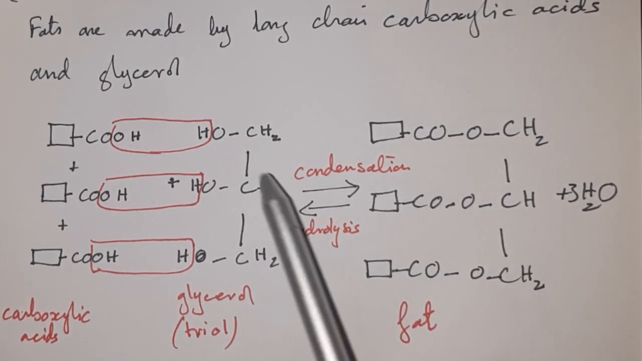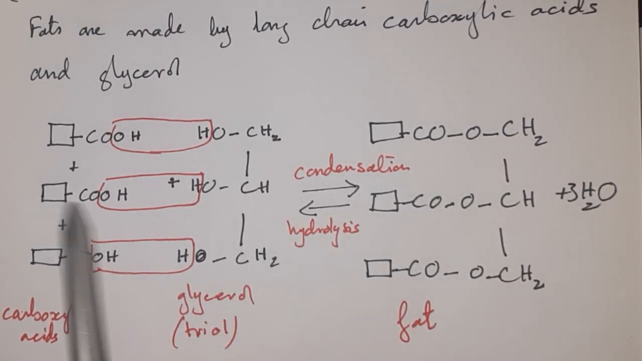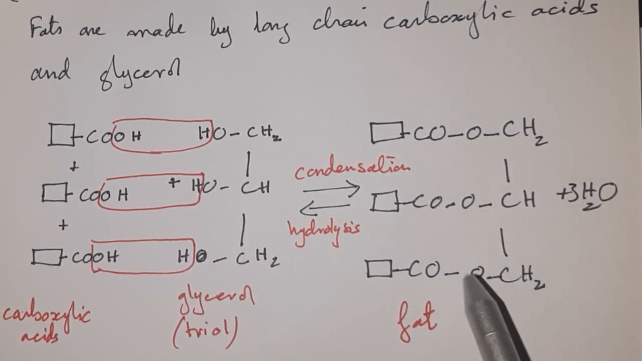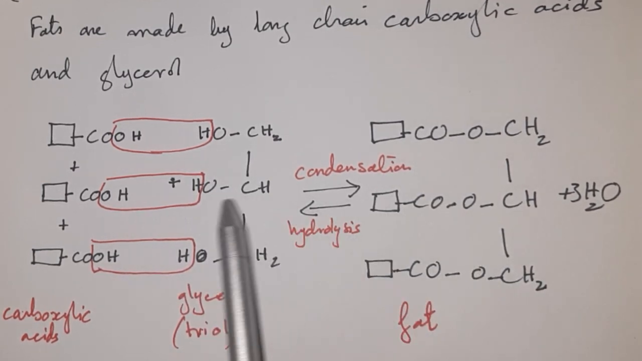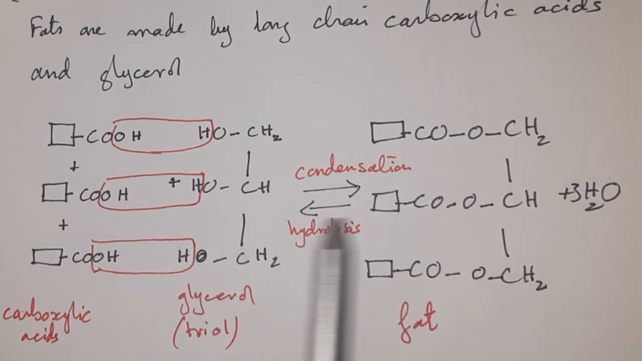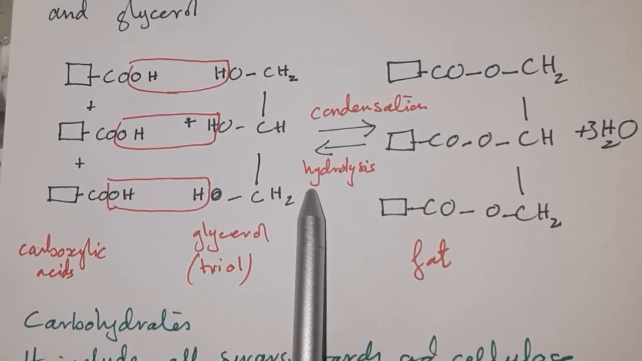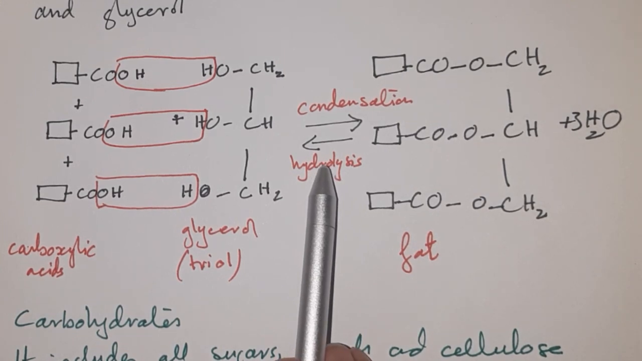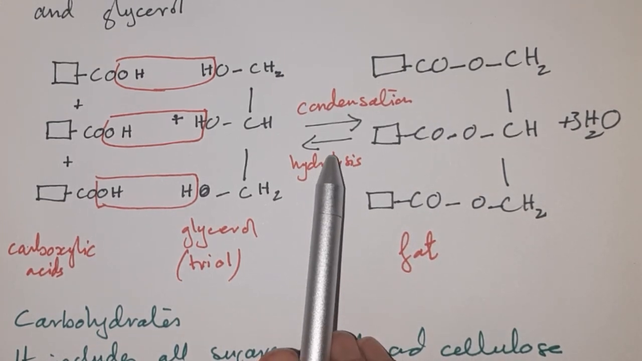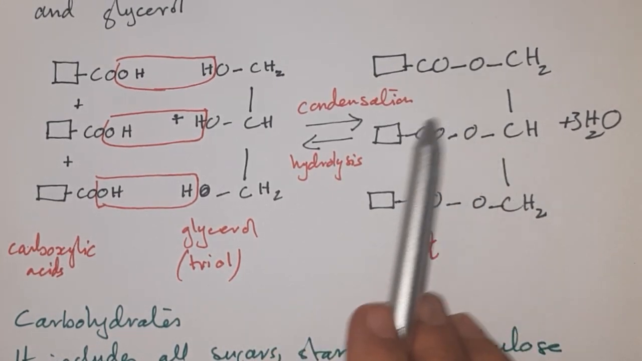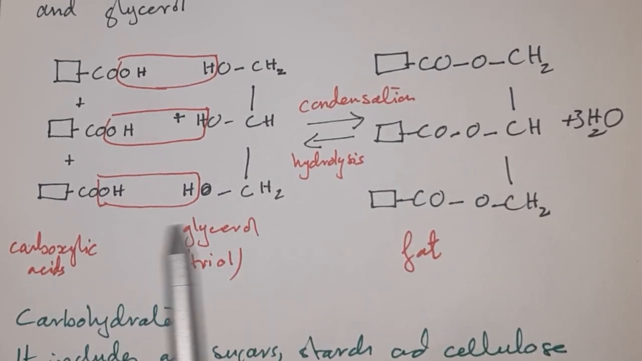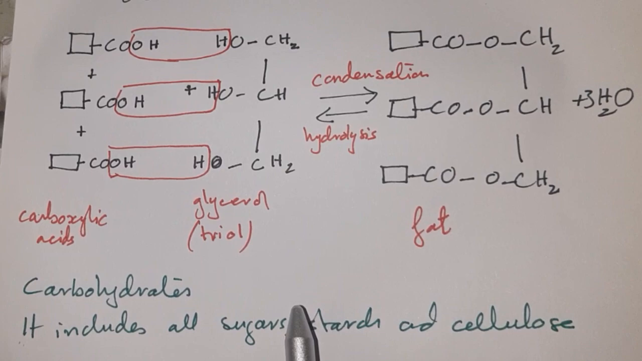With the removal of 3 water molecules, that is from each one, 1, 2 and 3, we remove 3 water molecules. This is the formula of the fat, and the right side is condensation and the reverse is hydrolysis. You know, fats are natural, they are present in our body, and they are also broken down. When we eat fats, they are broken down with the help of enzymes into these glycerols and carboxylic acids.